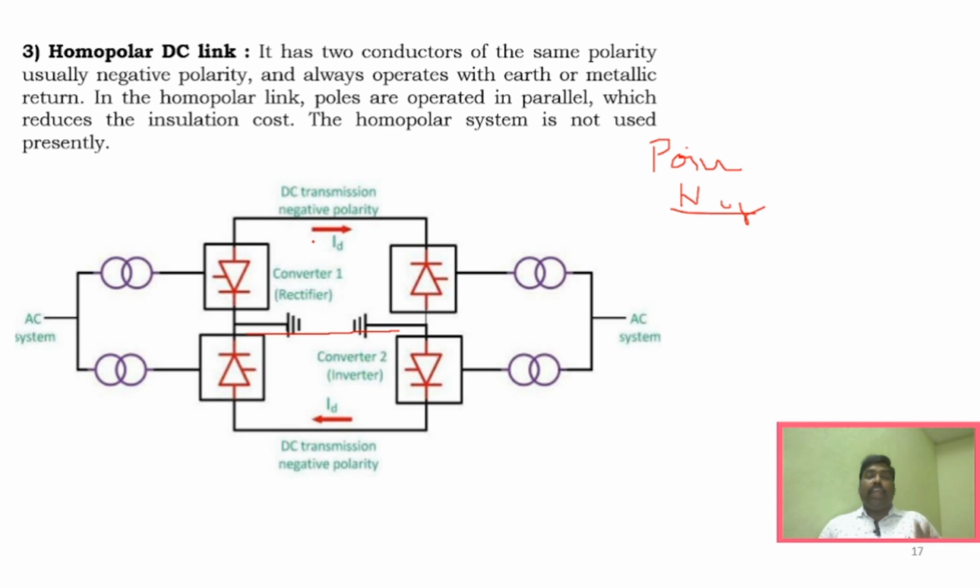And apart from it, the operation is the same, where you can see it is AC transmission, and then here it is DC transmission, and again it is converted to AC and transmitted, right? The rectifier will convert AC to DC, and the inverter will convert from DC to AC, right?